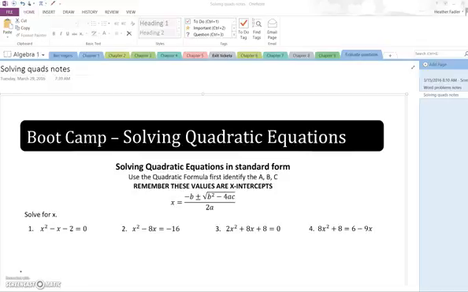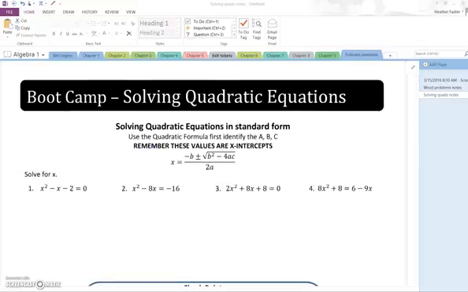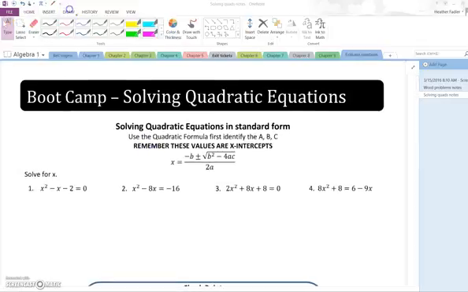All right, so let's look at number one. Solve for x. So we're going to use the quadratic formula on these. So we first need to identify a, b, and c. So a is 1, b is -1, c is -2.